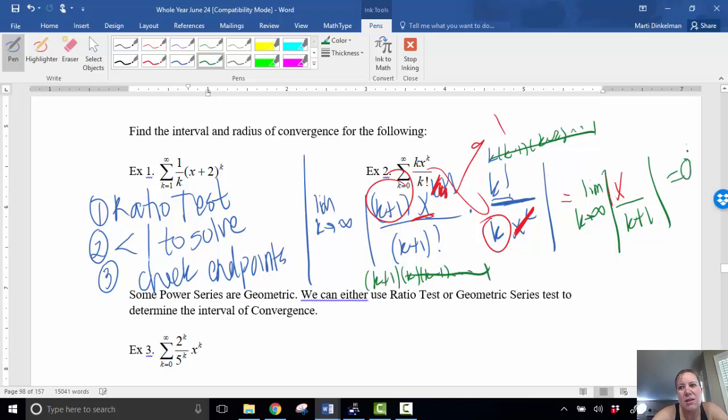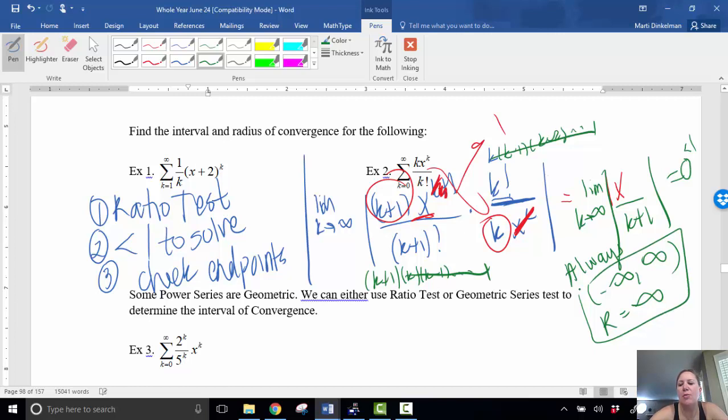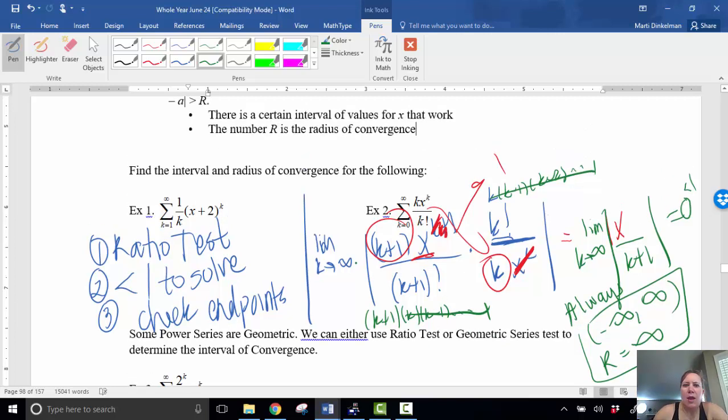Well, 0 is always less than 1. So that means that this thing is always going to converge. So if we wanted an interval for this one, we could say, always converges no matter what x, and our radius technically is infinite as well. So that's what it's going to look like if we end up with one of those other ones there.